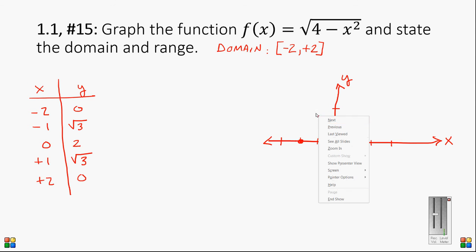Maybe somewhere in here. And then at 0, I'm at 2, which is right there. At 1, I'm here again. And at 2, I'm here again. And so this function actually looks kind of like a circle, or the half of a circle, or a half a moon, and that is going to be my range now.